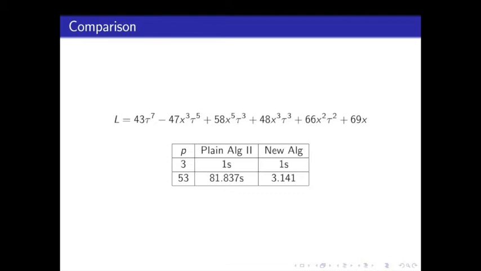Here is another comparison. I have another p-curvature algorithm using right division. It turns out that this algorithm is faster than the previous one, but it's still not fast when p is large.